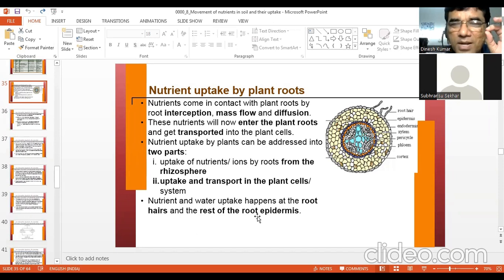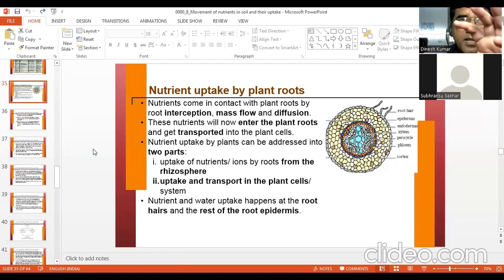This point is very important, otherwise you will be in confusion. In many books, you will find that water uptake happens only by the root hairs. Get it clear by yourself. In many books, it is written that root hairs take up the nutrient also. But the matter of fact is that nutrient and water uptake happens at the root hairs and the rest of the root epidermis. Means it is not the exclusive right of root hair to take up water or nutrients.